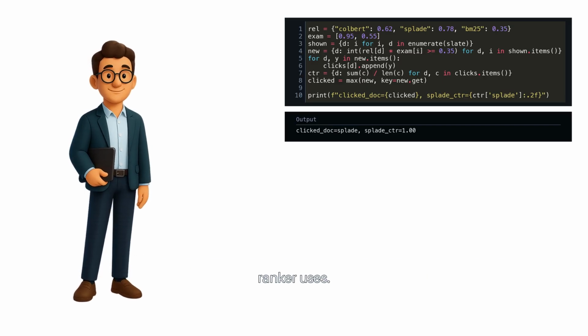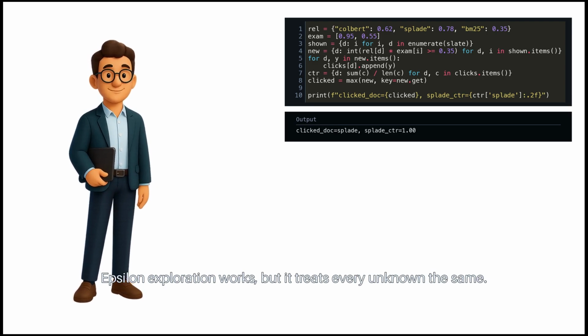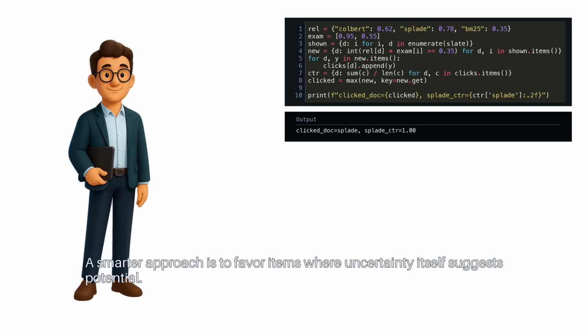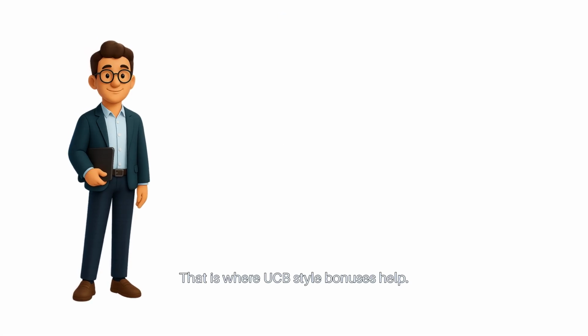Epsilon exploration works, but it treats every unknown the same. A smarter approach is to favor items where uncertainty itself suggests potential. That is where UCB-style bonuses help.